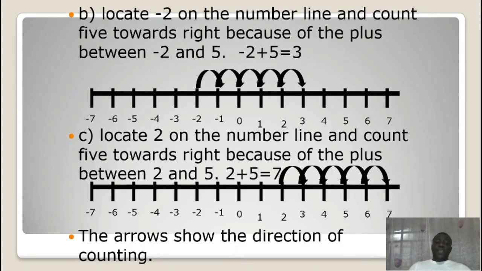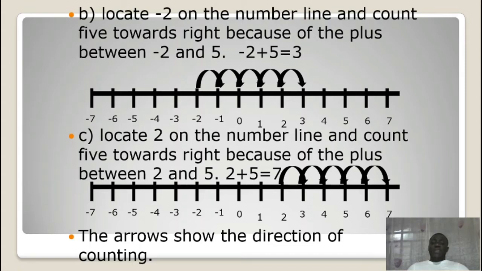So now let's look at B. The B aspect, we have what? 2 plus 5. 2 plus 5 means plus 2 plus 5. So the next thing you need to do is locate plus 2 on the number line system. Then you count 5 times towards what? Right. Why are you counting 5 times towards the right? Because the sign in between 2 and 5 is plus. So you are counting 5 times towards the right.